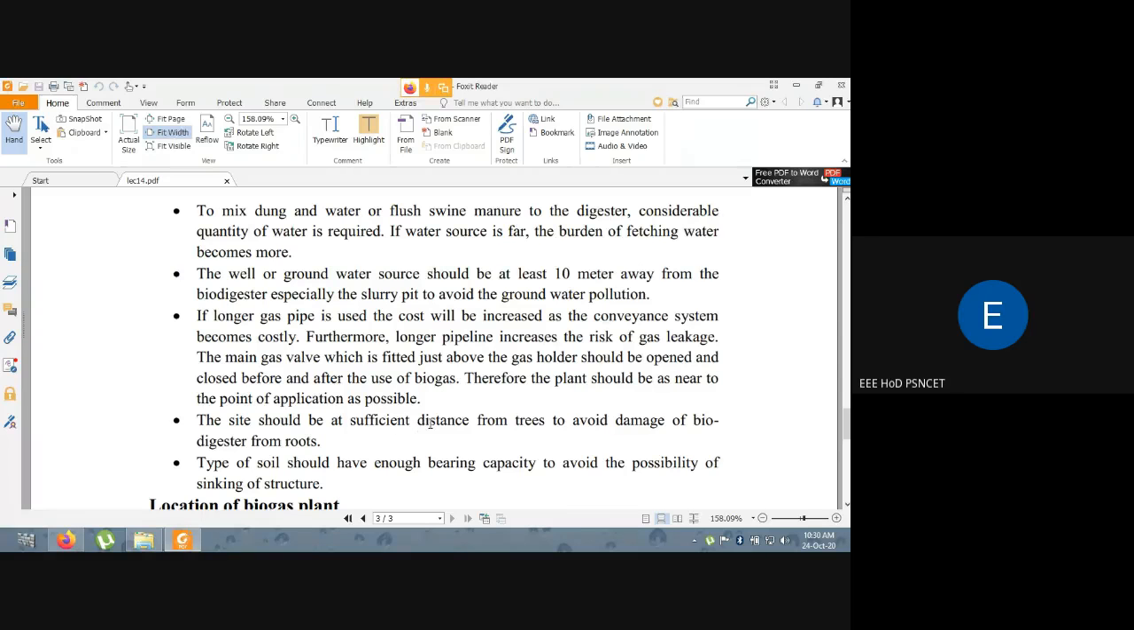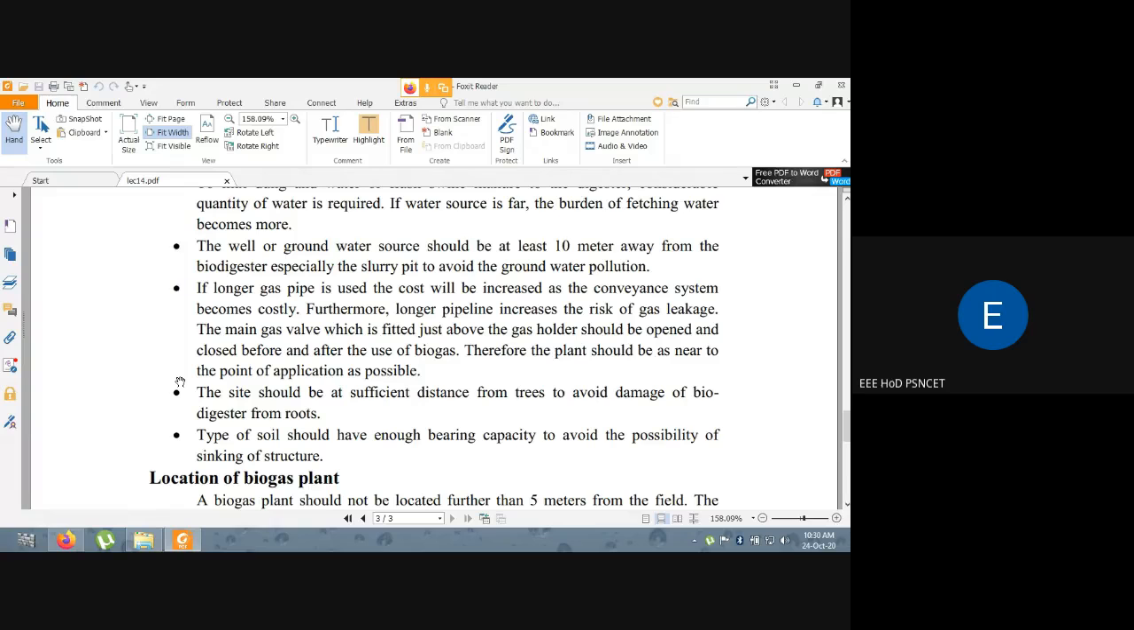The site should be at a sufficient distance from trees to avoid damage to the biodigester from roots. Okay, there should not be any huge trees nearby the digester, because the digester is made up of bricks and cement. The roots of huge trees can enter the digester, because the digester has a lot of water content. It has been placed underground. It has a lot of water.